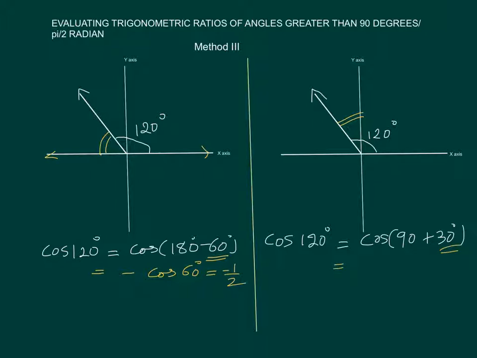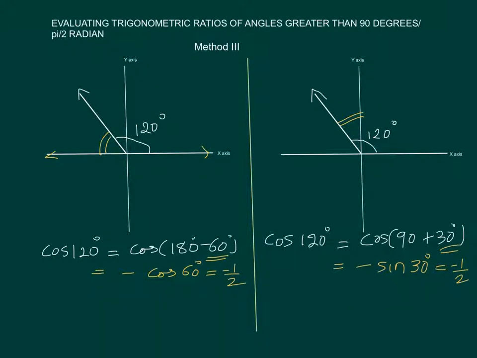So as the rule suggests, cos will change to sine when the line of reference is the y-axis. The ratios are changing of the reference angle, and since cos is negative in the second quadrant, there is a negative sign here, and this gives us again minus 1 by 2.